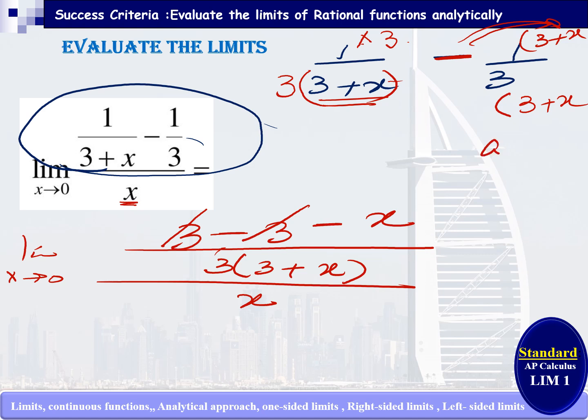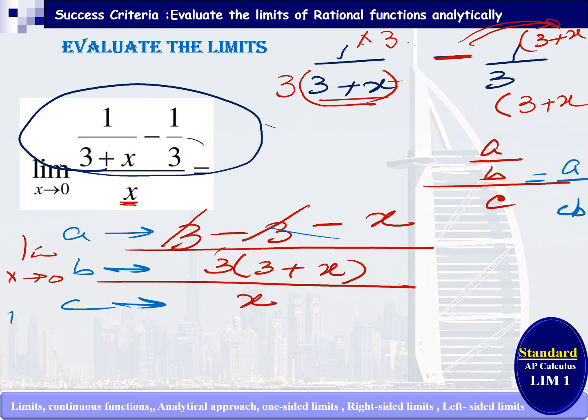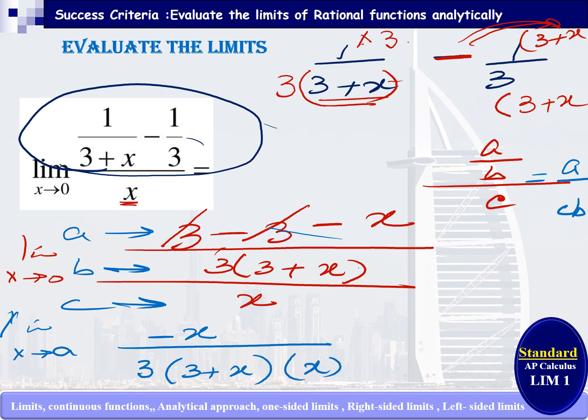Remember, if you have a over b whole divided by c, then it is always a over bc. This part is A, this part is B, and this part is C. So what you have to do, first write it properly. So A over BC, on the A minus x is left. Over B and C just write together, means write 3 bracket 3 plus x bracket, and this x.